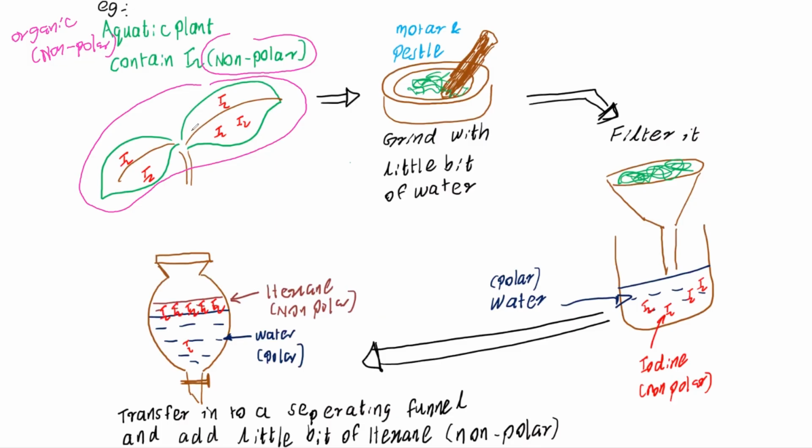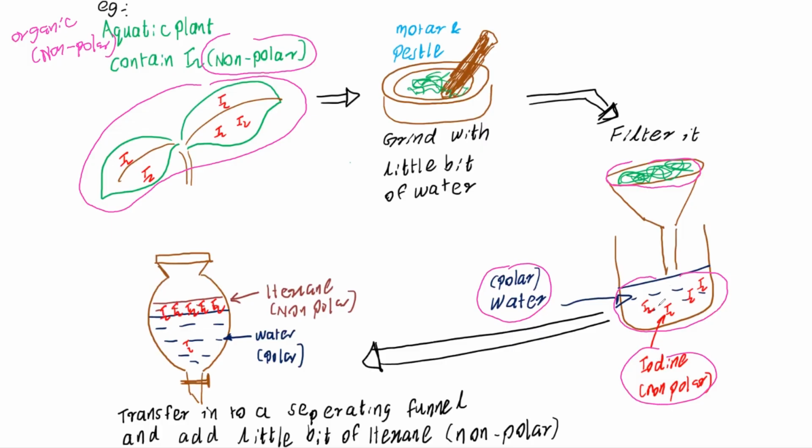So the first thing is I have to take this iodine out from these leaves. So I have to grind them. I use a mortar and pestle. I grind them with a little bit of water. Then only can you take this iodine out into an aqueous solution. After I filter these solid leaf particles, I will end up with an aqueous solution of iodine in water. The problem is water is a polar solvent. Iodine is non-polar, just like your organic compound.